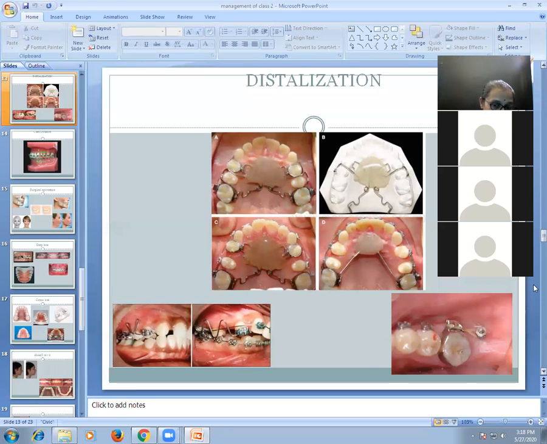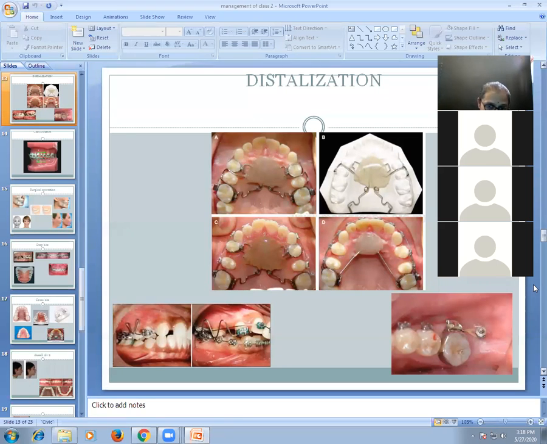What appliances are used to distalize the upper arch or upper molars in removable appliances? Anybody can answer this? Fine. Everybody is sleeping now?